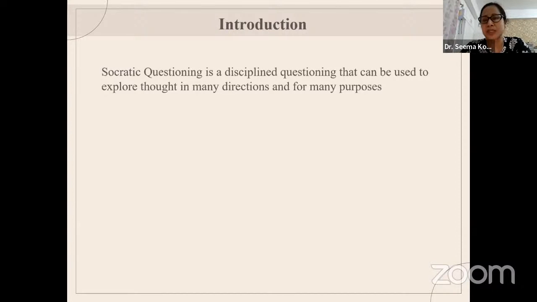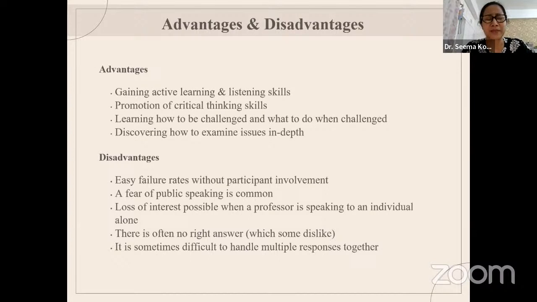So what is Socratic questioning? It is a disciplined questioning that can be used to explore thought in many directions and for many purposes. Questions can be put up where we would make some infrastructural changes. Questions may come up where we can make some process changes, or manpower changes, and where we can set up the flows and processes differently, where the entire look can be changed. So the advantages of Socratic questioning are these.